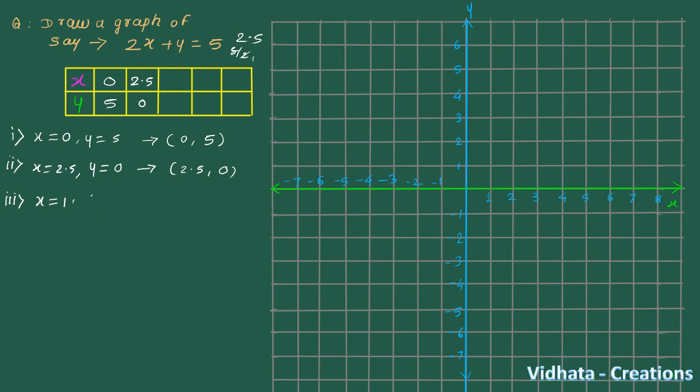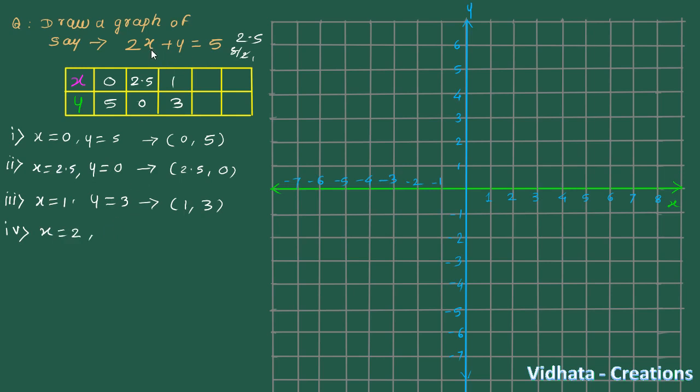At that time, you will get y is equal to 3. And you will get the third solution as x is equal to 1 and y is equal to 3. One more point we will find. Here, I will take the value of x is equal to 2 and will find the corresponding value of y.